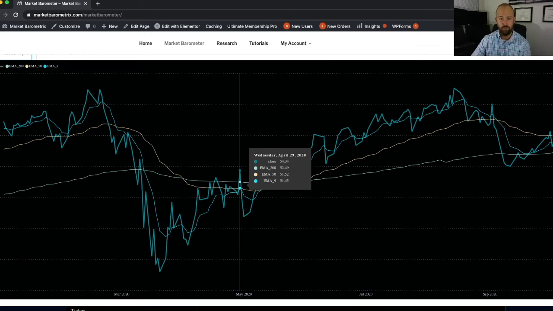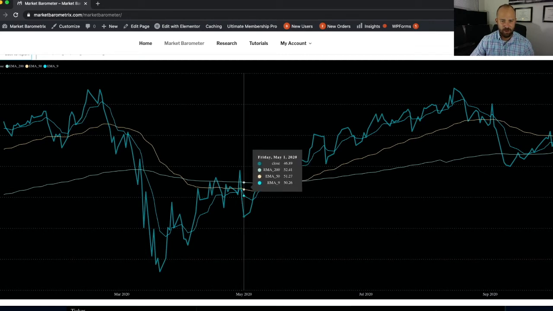That's indicating the close price for that day. So right now I'm hovering over Wednesday, April 29th of 2020. The close price for that day was $54.34. If I move over one tick to Thursday, the close price was $49.68. So you can see that we have a single data point for each day.